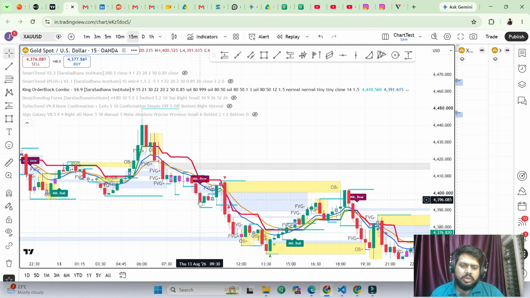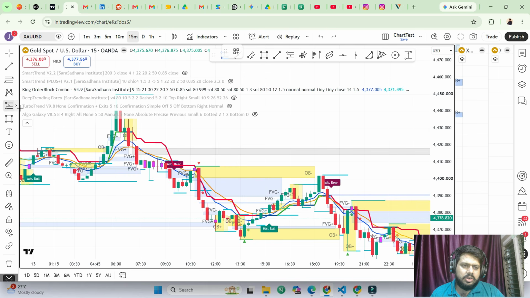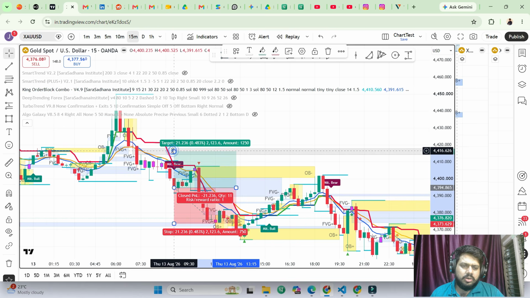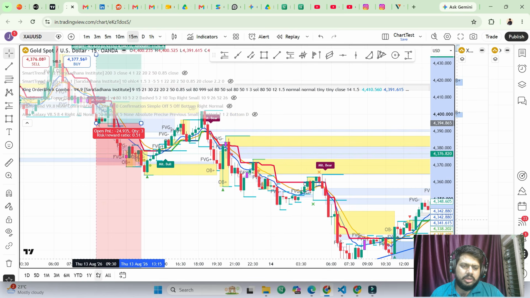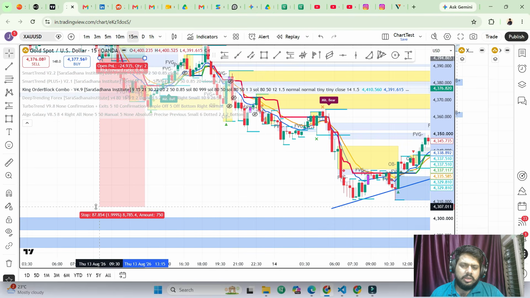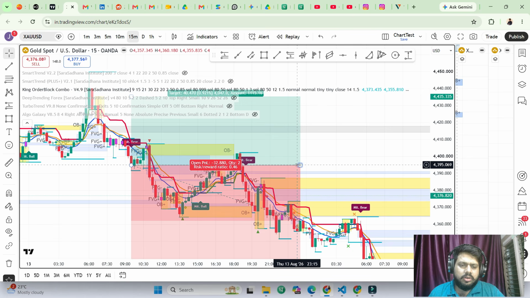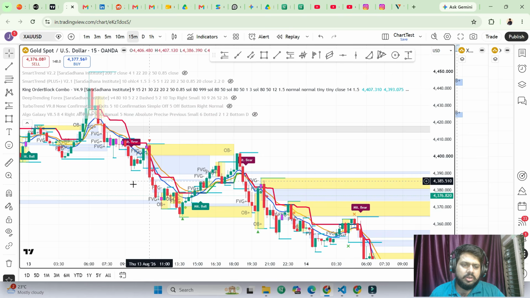Whenever you see this particular signal, you can consider from here to here 1 raised to 2. But the only thing is, it's a huge stop loss, so it's better to trail using the trailing stop loss. Here you can get 1 raised to 1.